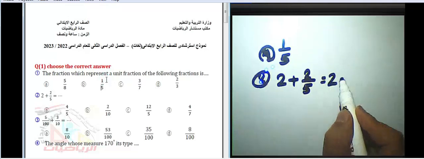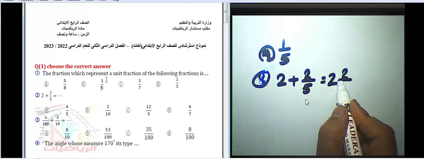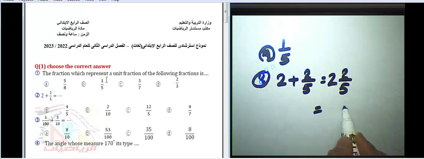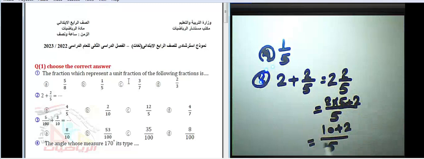Question number 2. 2 plus 2/5. We can convert this example from a mixed number to an improper fraction. Write 5 in the denominator. 2 times 5 plus 2. 2 times 5 equals 10. 10 plus 2/5. The result will be 12/5.